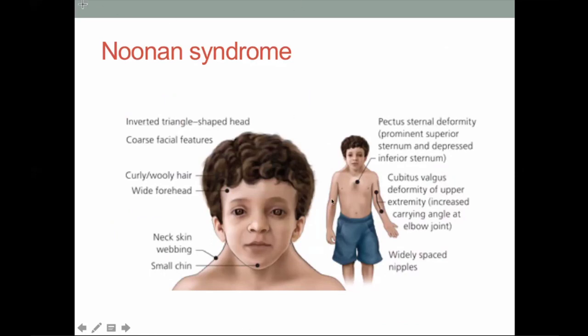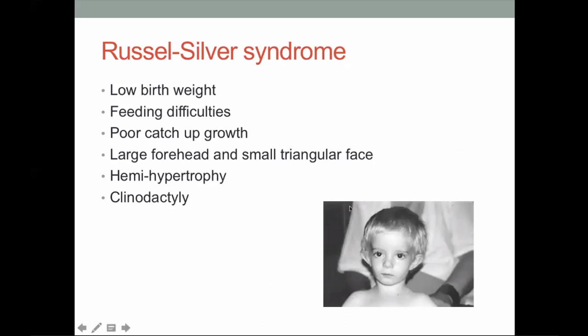Noonan syndrome, another syndromic cause, so we can quickly go through the features. Silver Russell, they are born with low birth weight, right? And they have these other features which you can briefly look at. Triangular face, frontal bossing, clinodactyly. Don't need to remember everything, but just remember these syndromes and a few features so that you will remember to look for these if you see a child with short stature.